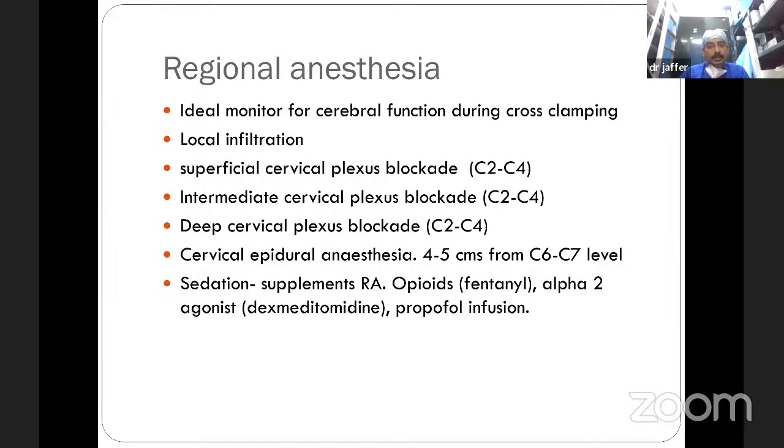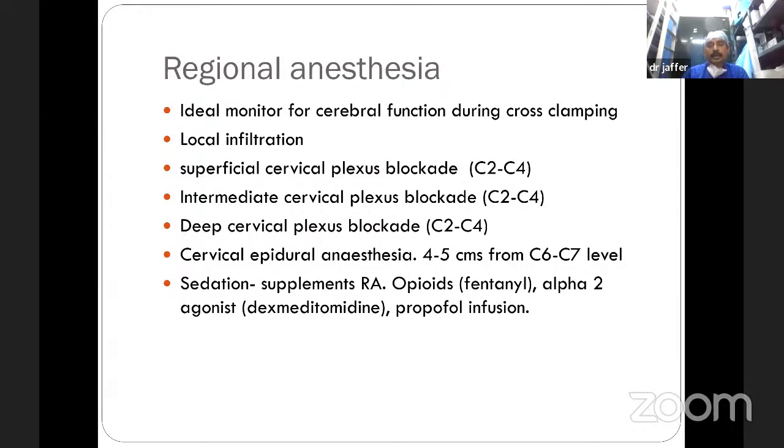Now, the surgery can also be done under regional anesthesia. The advantage of regional anesthesia is that we can do full-time neuromonitoring. You can ask the patient to perform some simple maneuvers, like talking, or movement of the upper limbs or lower limbs, movements of the fingers, and we can also test sensory perception. So this checks the mental status of the patient, and the motor as well as the sensory function. And this is the best method.